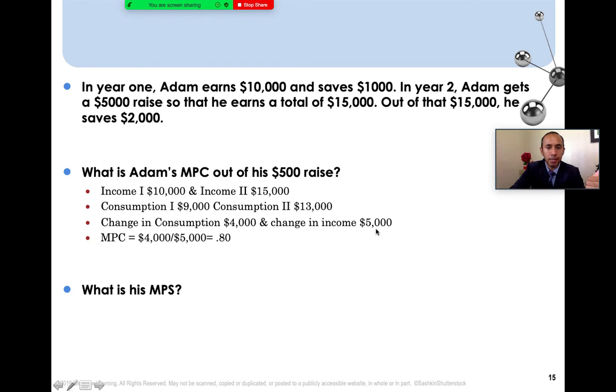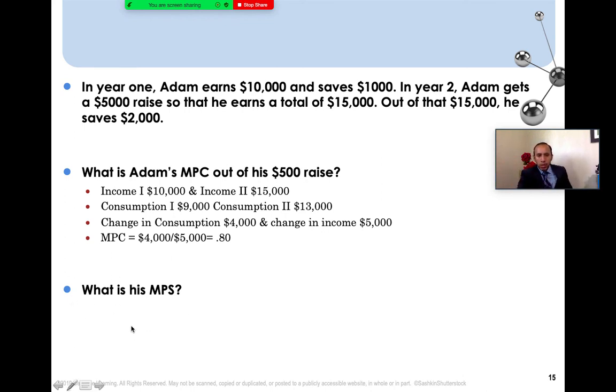And the change in income, well, his income increased by $5,000. So he has a $5,000 raise. So we have change in consumption divided by the change in income. That's 0.80. His marginal propensity to consume is 0.80. For those extra $5,000 of income raised, he's going to spend 0.80 or 80% of that. And the rest is going to be saved.